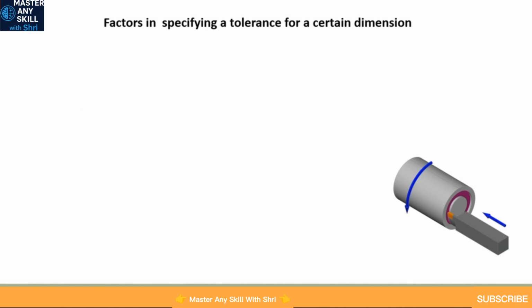Now we will have a brief look at the factors which play a role in specifying a tolerance for a certain dimension. If you are a design engineer designing parts, and you have to decide what the tolerance range should be for a certain dimension, for a certain feature, what are the factors we need to consider? We will have a brief look at that.